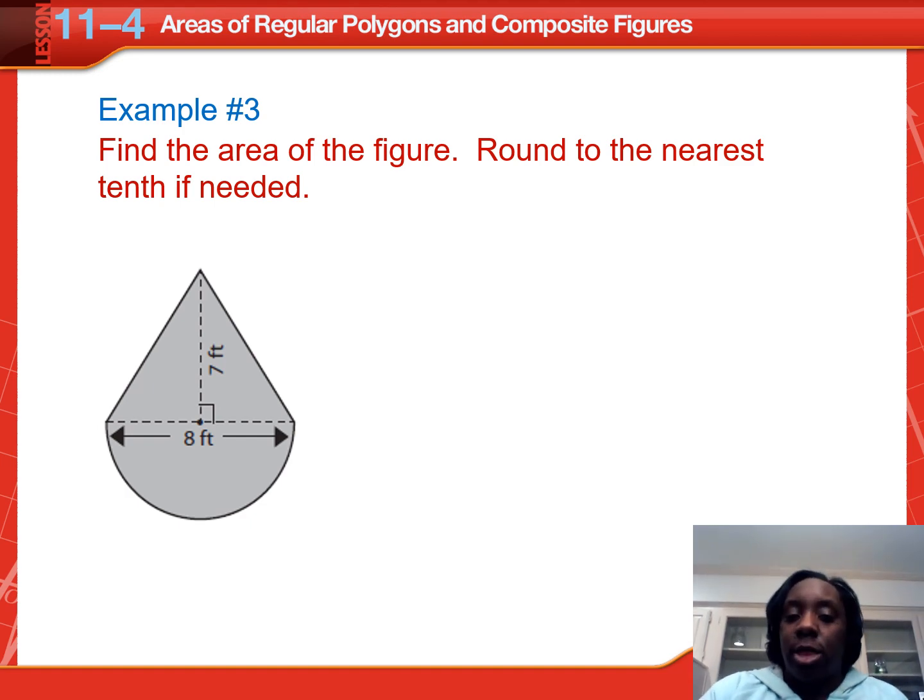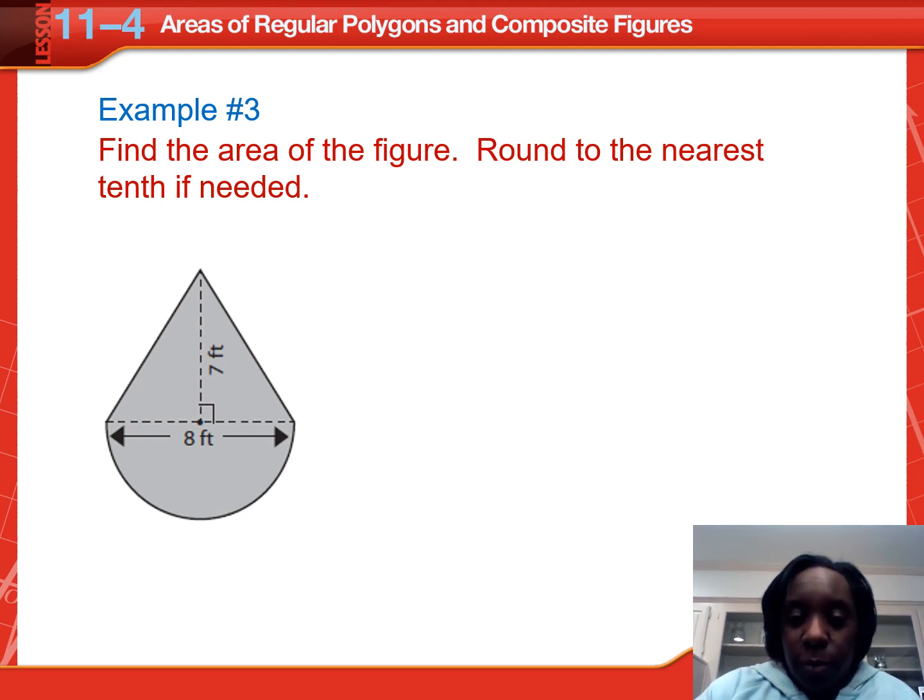So what I see is two shapes. I see a half circle and I see a triangle. So I need two formulas. I need a triangle formula and a half circle formula, or the area for a circle divided by 2.